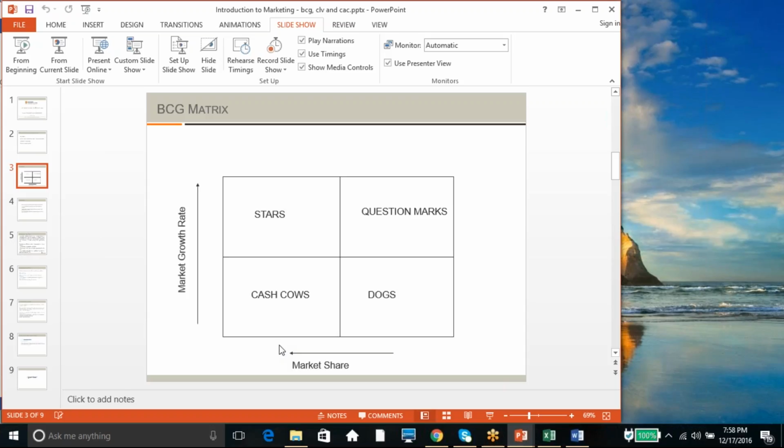So cash cows and dogs are low market share. They are not high market share. Sorry, they are low market growth rate. Whereas stars and question marks come in high market growth rate. So as an entrepreneur, where will you like to be? You'd like to be in the star category or you'd like to be in the cash cow or a dog category?